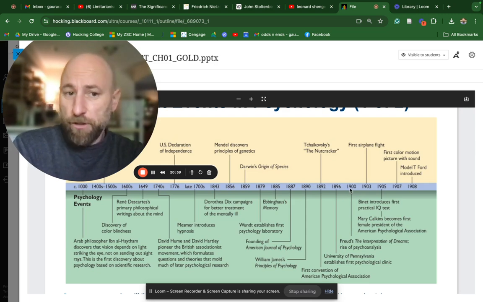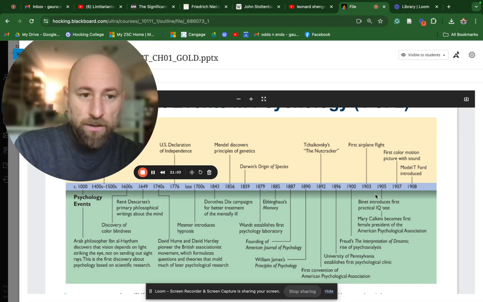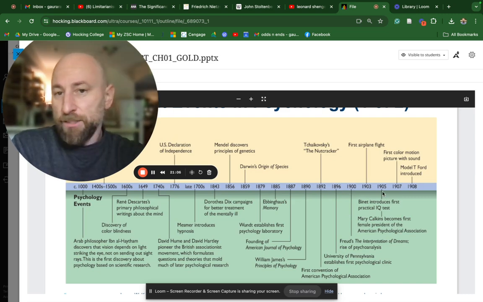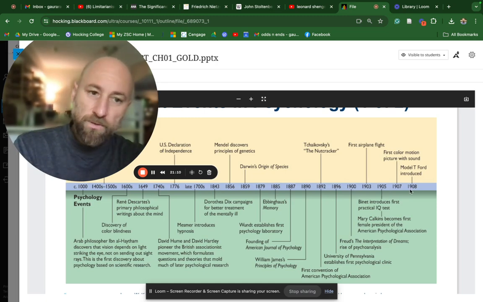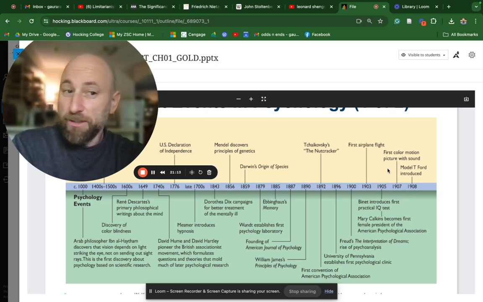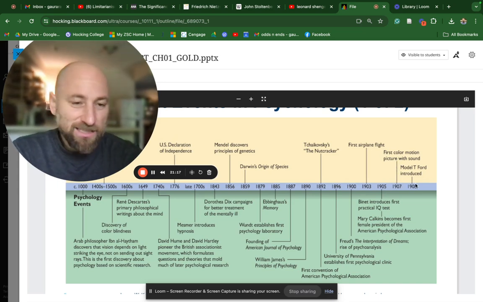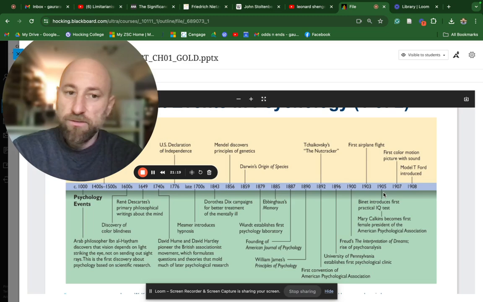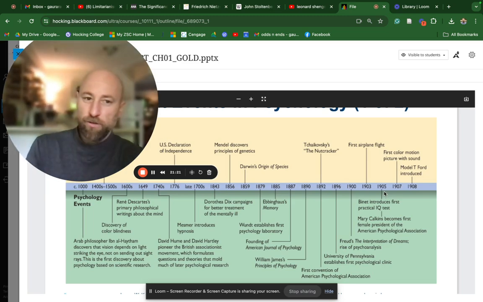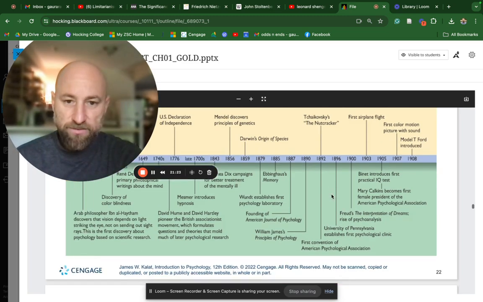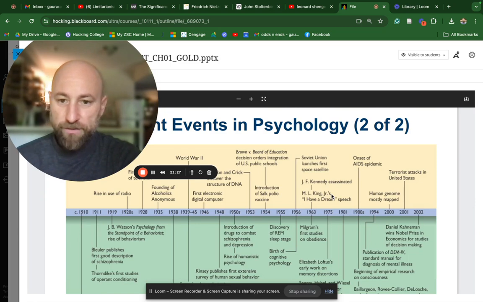Freud is far and away the biggest name in the late 1800s, early 1900s. 1905, Binet introduces the first IQ test. 1907, first color picture movie, first motion picture with sound. 1908, cars. So the world is making rapid progress to the modern form, as is the discipline of psychology. So Freud is very dominant, but a new school of thinking is starting to come into play.